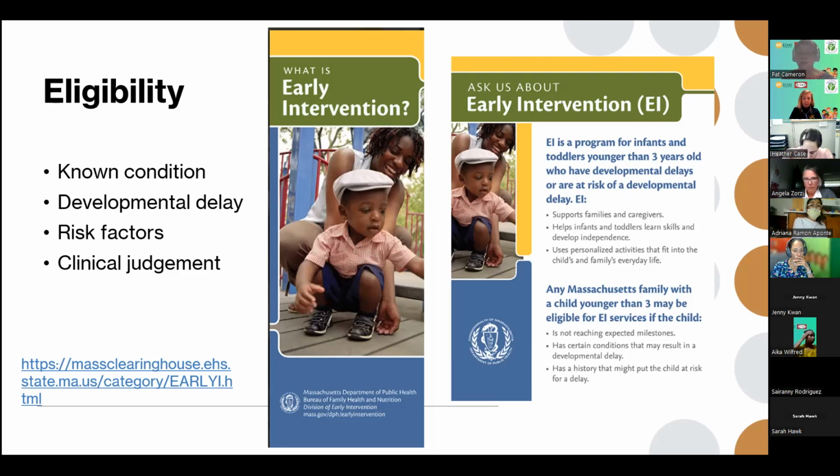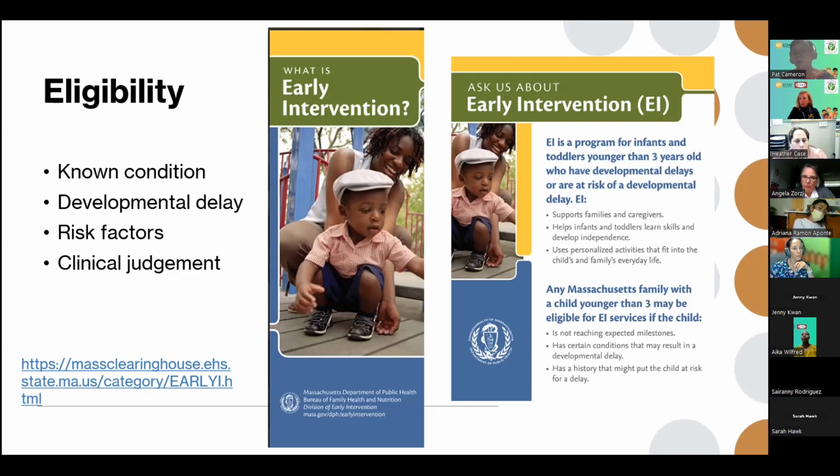Eligibility for early intervention is based on these criteria. A known condition, if a child is born with Down syndrome, if a child is born with a hearing disability, the child could have a developmental delay. They could do an assessment. Every EI program uses the same standardized assessment. And so if you go to one EI program, you're likely to be eligible at any EI program because they use the same standardized assessment.